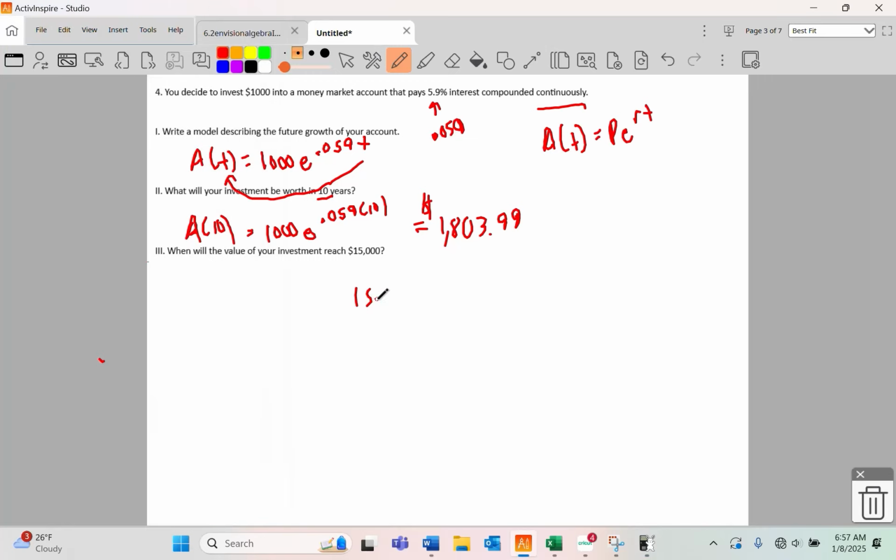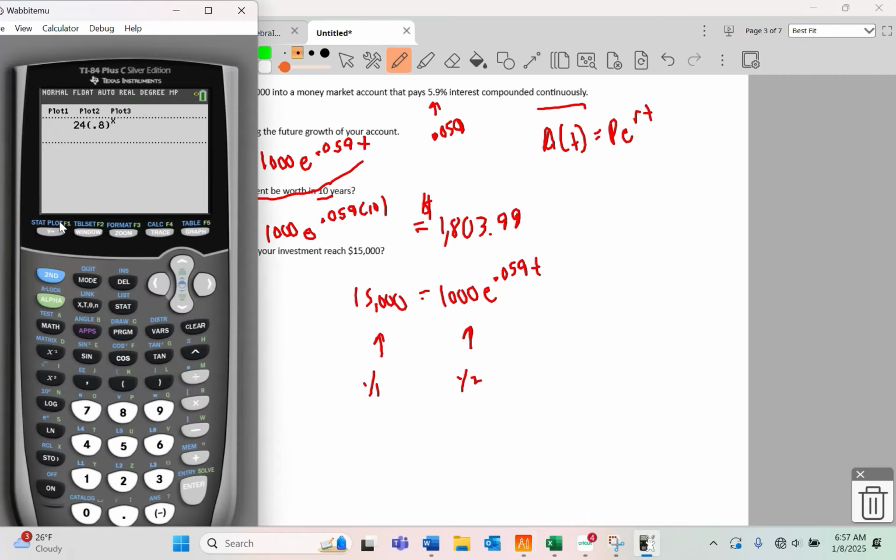Well, here's the setup. You'd say 15,000 equals 1,000 e to the 0.059 t. And we'll just stick that in Y1, and we'll stick this in Y2. Notice the E key is right there by LN. We'll do a ZoomStat 6, although it'll be useless, because you're going to have to play with your window on this, obviously. You put 15,000 into Y1, you're going to have to adjust Ymax.